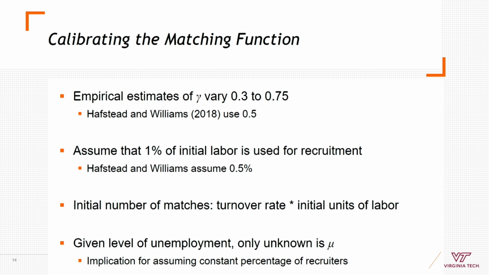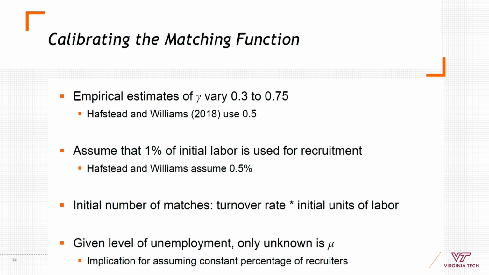All right, the last thing that we need to do is to calibrate this matching function. First is this matching elasticity parameter, gamma. Halstead and Williams discuss previous work on frictional unemployment that has estimated gamma to range from 0.3 to 0.75. They assume 0.5, and this is the base value that I'm going to use in my simulations.